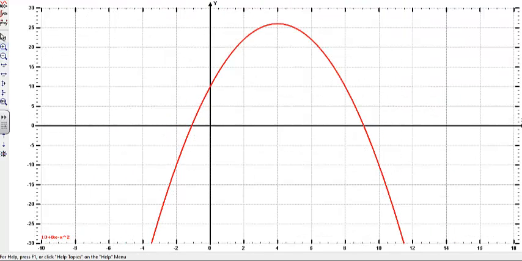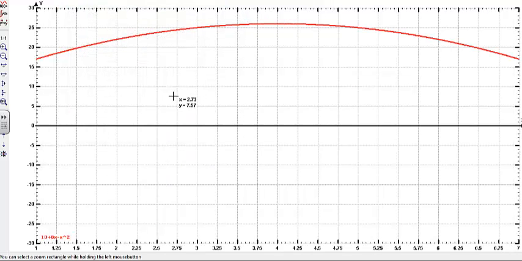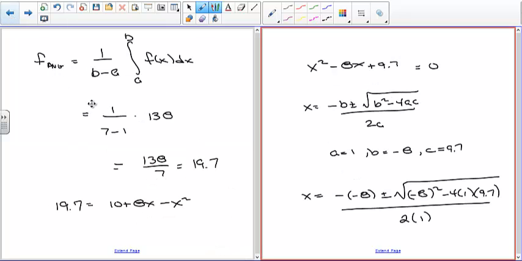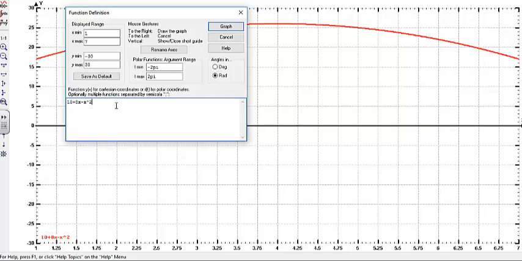Okay. So I just want to get that right now. Now I'll change the limits back again, 1 to 7. Graph. Okay, so we know the average has to be somewhere between here, which is 17, and here, which is 25. So somewhere between 17 and 25. And what did we get? The average value was 19.7. So that makes sense. Let's just plot a horizontal line of 19.7.